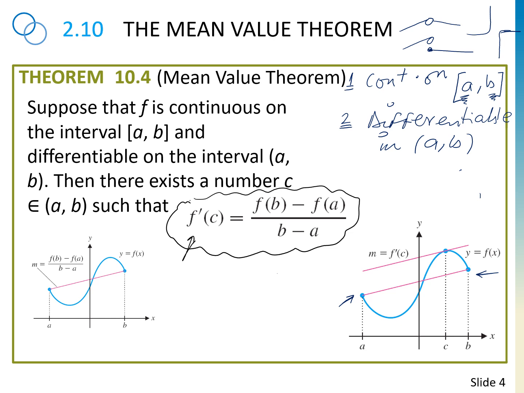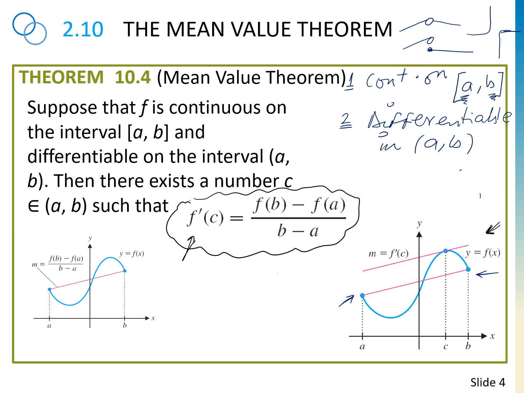Now when I say that the slope of the tangent line and the slope of the secant line are equal to each other, what do I mean by that? Tangent line means a line that touches at least one point of the curve.